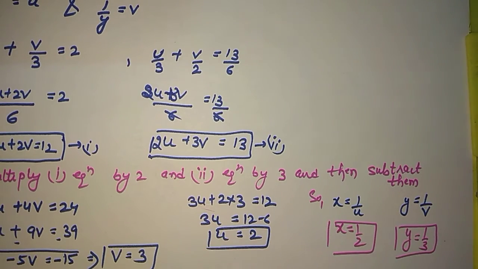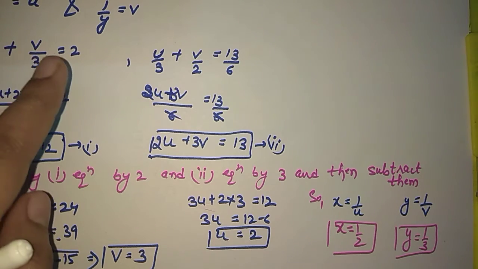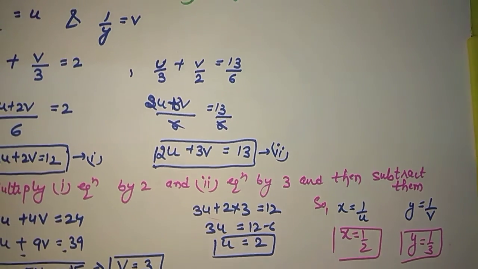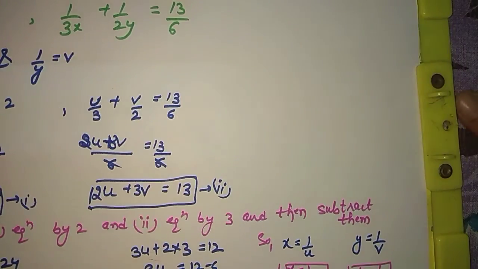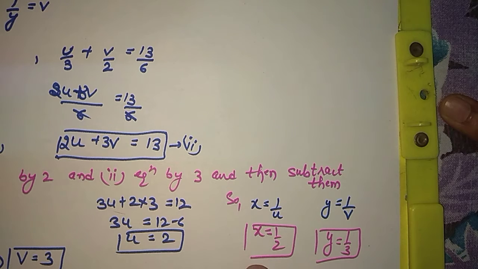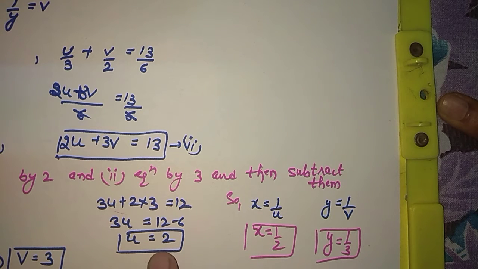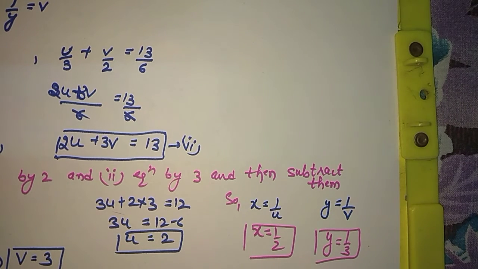Initially we let 1 upon x equal u and 1 upon y equal v. Ultimately we have to find the value of x and y, not u and v. So on substituting these values of u and v in the initial relations, we get our variables x and y. Here x is equal to 1 upon u, so x is equal to half because u was 2, and y is equal to 1 by v, so y is equal to 1 by 3 because v is equal to 3. In this way we can solve the pair of linear equations.